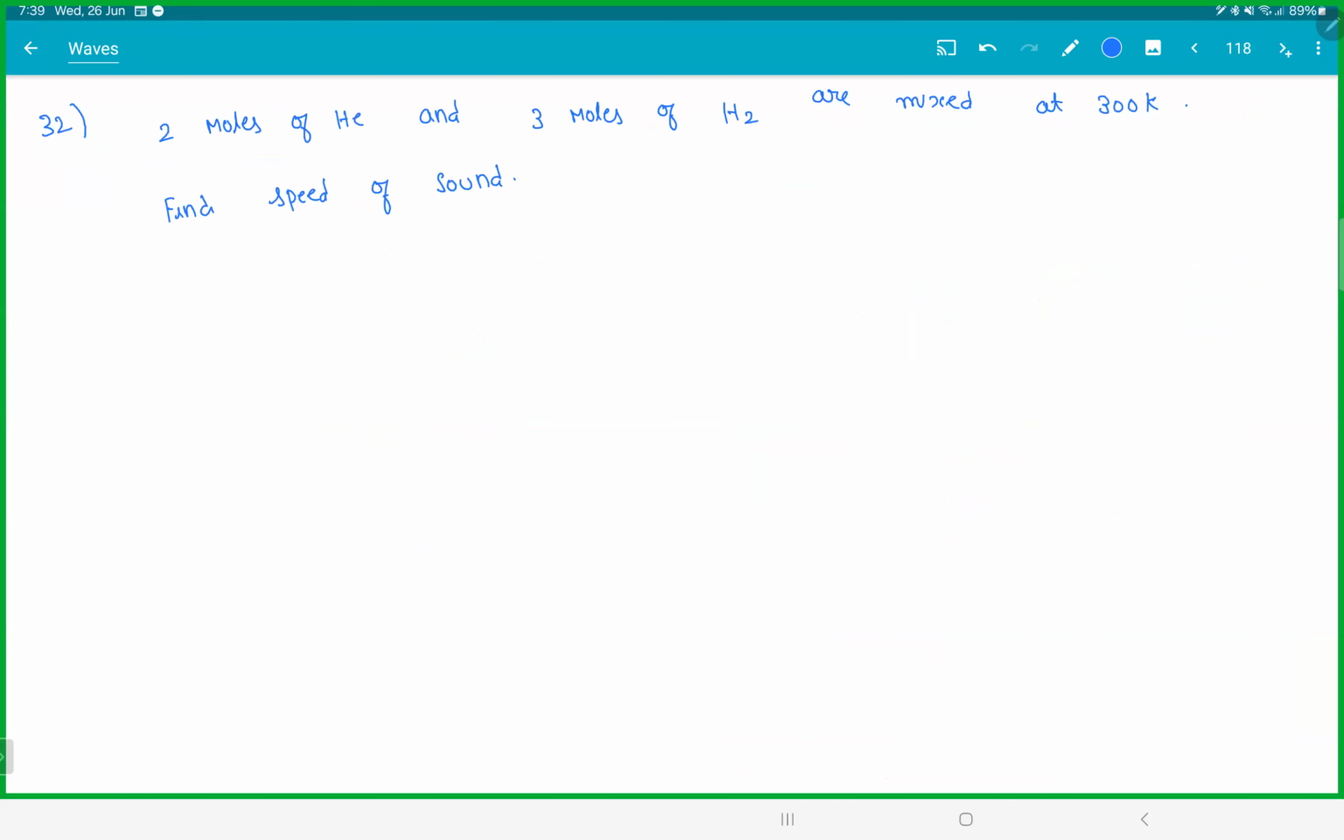What is the formula for F average? Good question. N1 F1 plus N2 F2 by N1 plus N2. Remember, never do this: gamma average equals N1 gamma 1 plus N2 gamma 2 by N1 plus N2. This is a blunder. Never use gamma average. Gamma is not a linear function. Degrees of freedom is a linear function. So always find F average and then find gamma from there.